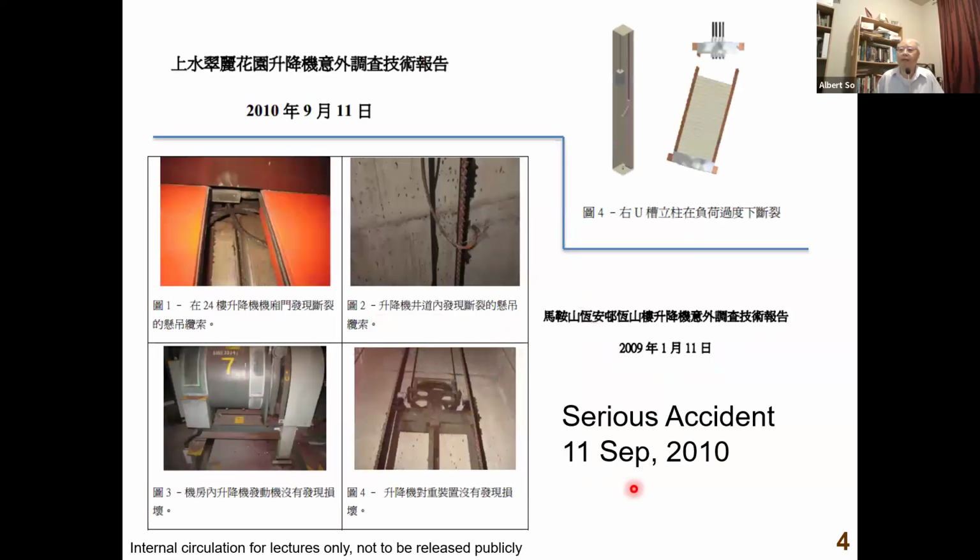And then another serious accident in 2010. The counterweight was detached, and the counterweight actually hit the car. I'll show you the structure of the lift system, then you know where the counterweight is and where the car is, right? This is the frame of the counterweight, and this is the car. And remember, the car is the cage that houses the passengers, right?